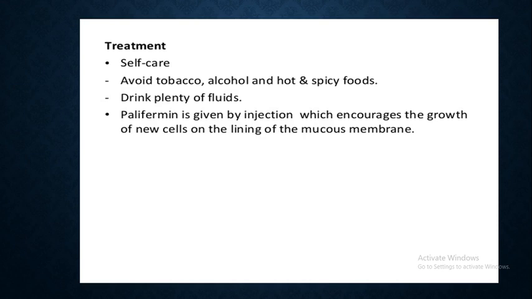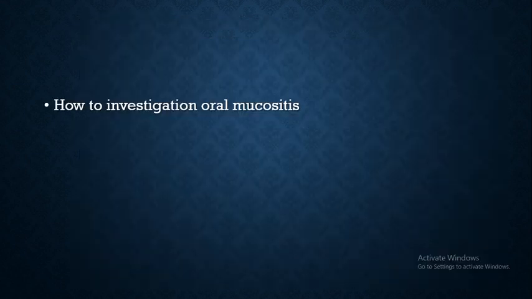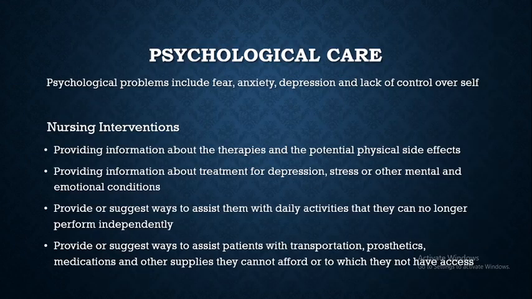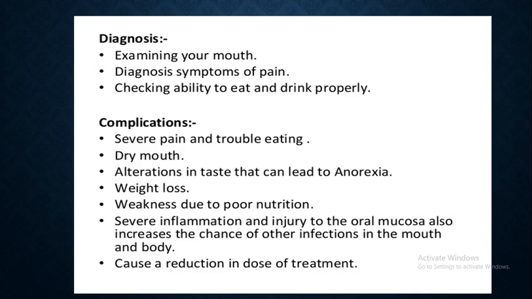Treatments for this could be self-care: avoid tobacco, alcohol, and hot and spicy foods, drink plenty of fluids, and palifermin, which is given by injection and encourages the growth of new cells on the lining of the mucous membrane. Again, what are the treatment options? Self-care, avoiding tobacco, alcohol, and hot and spicy food, drinking plenty of fluids, and palifermin injection. We discussed here the diagnosis, the investigation, complications, and treatment.